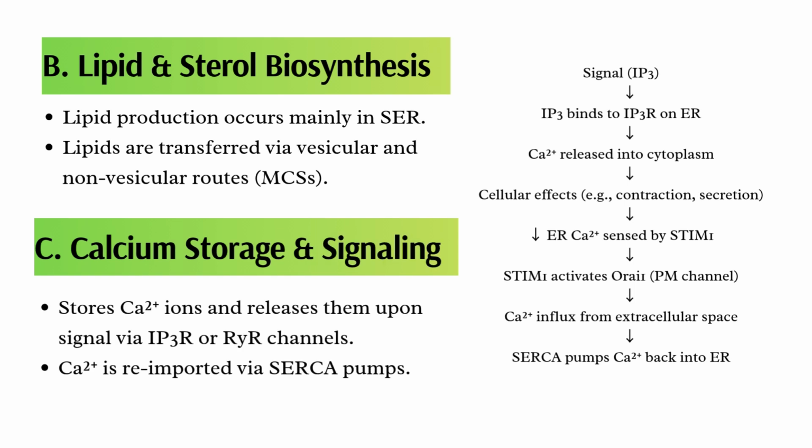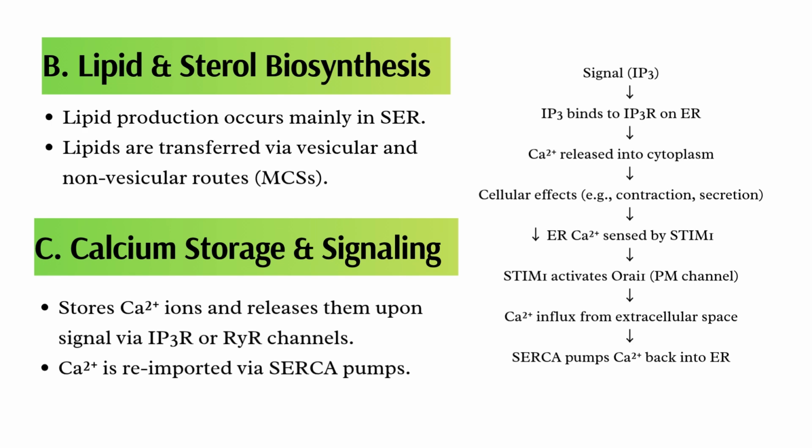The smooth endoplasmic reticulum, or smooth ER, is mainly responsible for making lipids and sterols, which are important for building cell membranes and other functions. These lipids are then transported to different parts of the cell, either through small transport vesicles or directly at membrane contact sites, or MCS. The ER also serves as a major storage site for calcium ions.